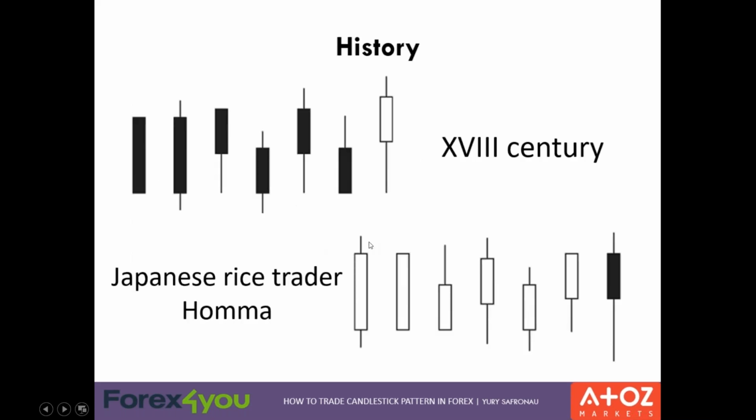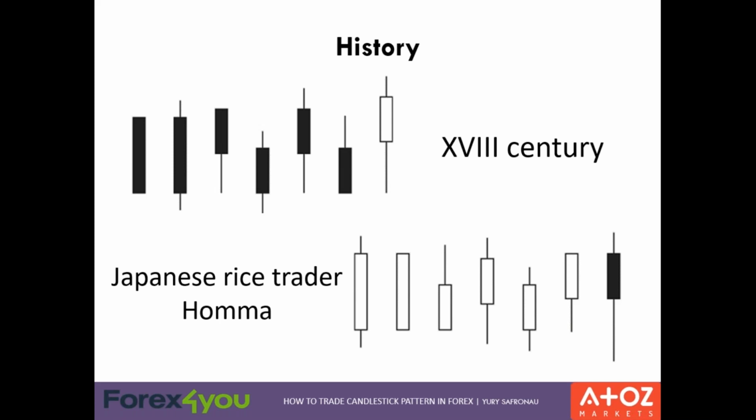All right. That's the right time to start the educational part of the webinar. Before we start, let's do a short history introduction. In the 18th century, a Japanese man named Homma, a trader in the futures market, discovered that although there was a link between price and supply and demand of rice, the markets were strongly influenced by the emotions of the traders.